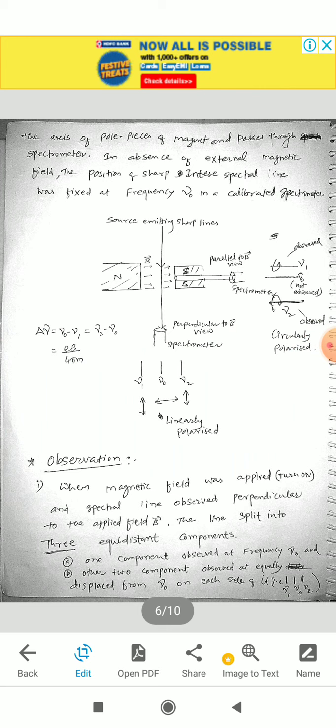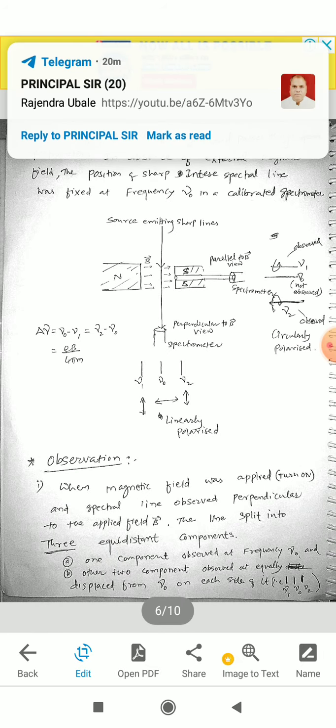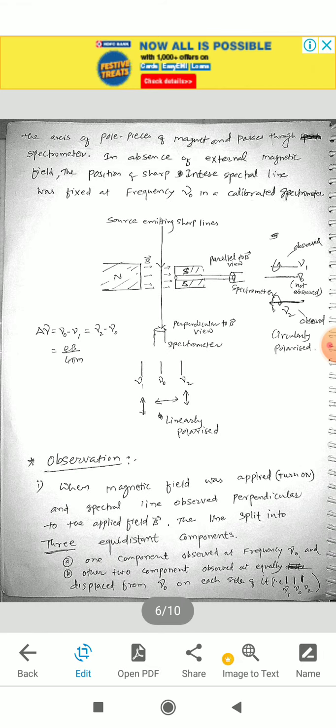In the first, perpendicular view, one frequency of spectral line is split up into three, having frequencies nu naught, nu 1 and nu 2, and these spectral lines are linearly polarized. Before entering the magnetic field it is unpolarized; after splitting it becomes polarized.